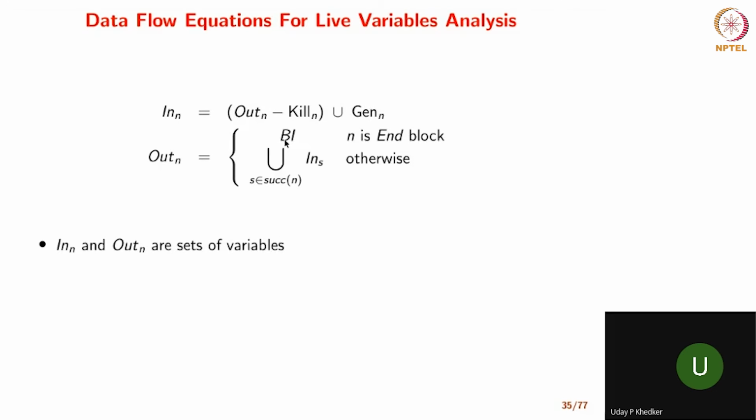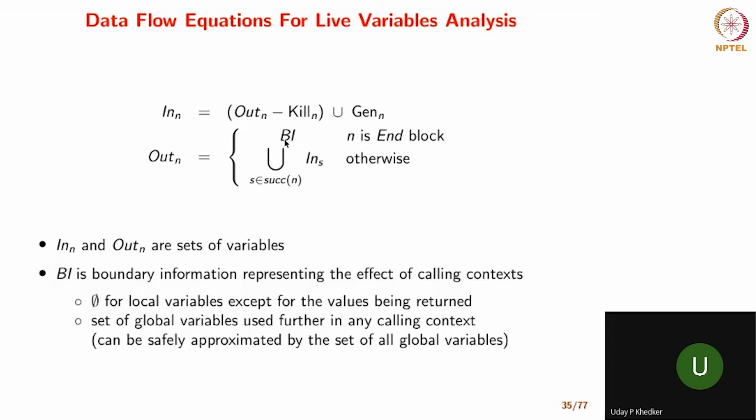In-I and out-I are sets of variables, and BI is the boundary information representing the effect of calling contexts, which is the empty set for local variables except for the value being returned, or it's a set of global variables used beyond a call to this particular procedure. And this can safely be approximated by the set of all global variables.